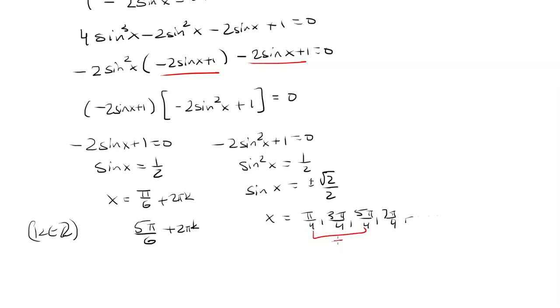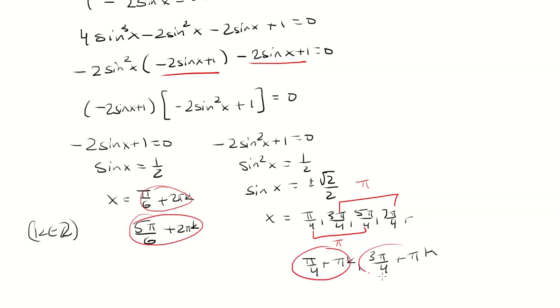Obviously, you keep going, but we're only looking at the first quadrant because what's the difference between pi over 4 and 5 pi over 4? Distance is pi. 3 pi over 4, 7 pi over 4. Difference is pi. So we can write this as pi over 4 plus pi k, and then 3 pi over 4 plus pi k. And so this is going to be our answer. So we have 1, 2, 3, and 4 answers.